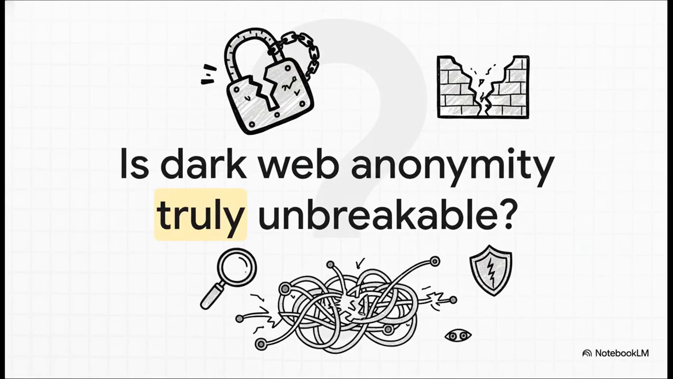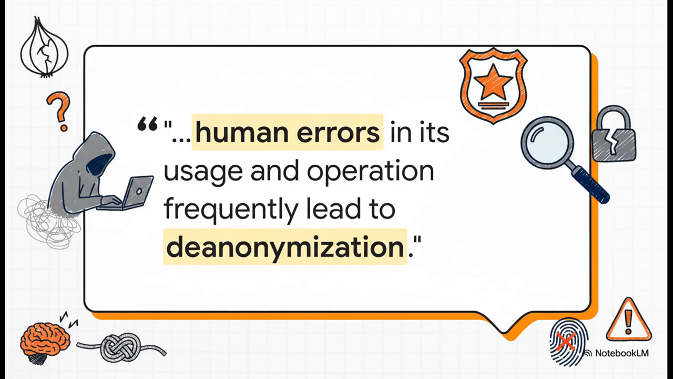Is the anonymity that the dark web promises truly unbreakable? Well, as it turns out, the answer to that is a resounding no. You see, the biggest weakness of Tor isn't some secret flaw in the code itself. According to some really deep academic analysis, the number one vulnerability is the person sitting at the keyboard.